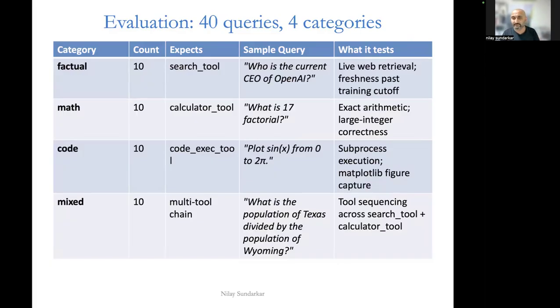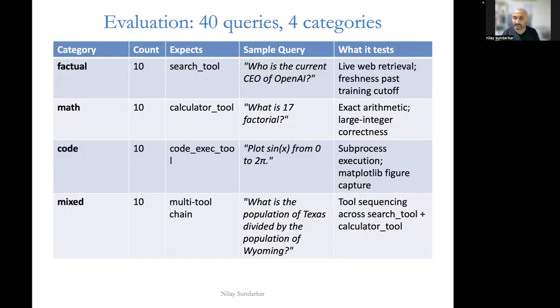I handcrafted these for four categories, 10 in each category. Factual, which was single fact lookups that would hit the search tool, like looking for the CEO of the OpenAI company. Mathematical, which is pure arithmetic, should hit the calculator tool, like 17 factorial.